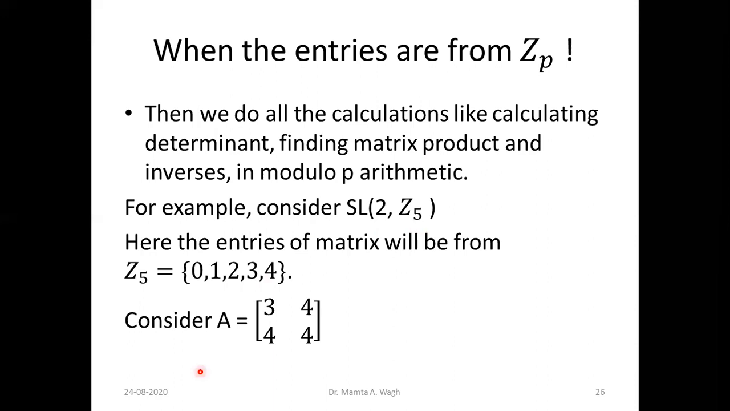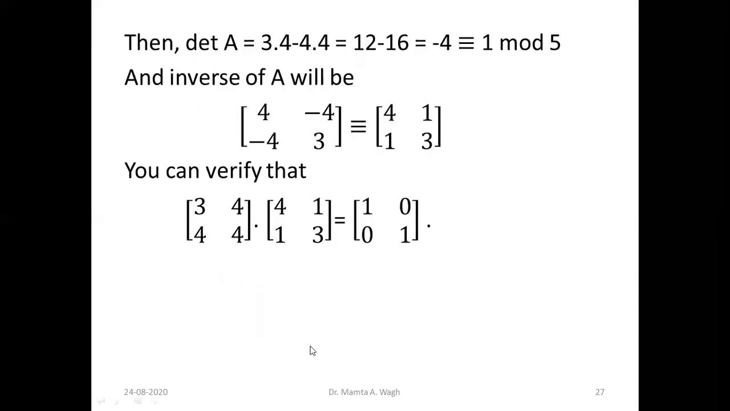So consider this matrix A, 3, 4, 4, 4. You can verify that the determinant is non-zero. 3 times 4 is 12, minus 4 times 4 is 16. 12 minus 16 is non-zero. So 12 minus 16 is minus 4, and minus 4 is congruent to 1 modulo 5. So the determinant is 1. In SL2R, the determinant was 1. That condition is satisfied. That means the matrix A is in this set.